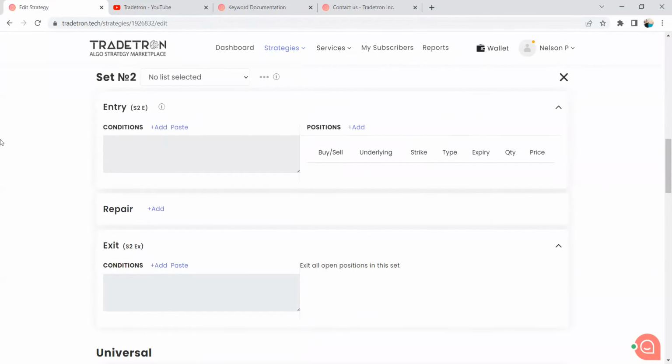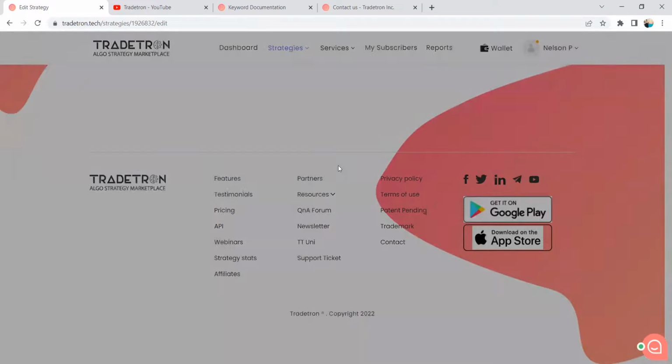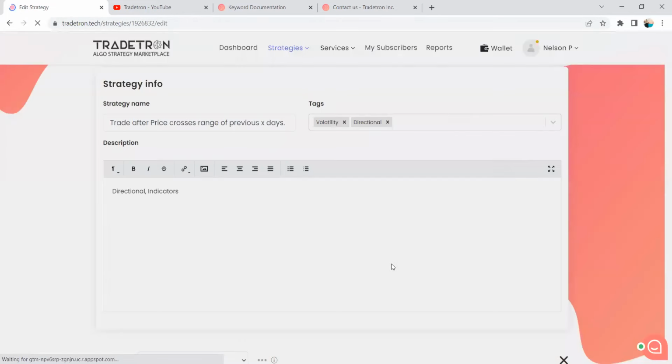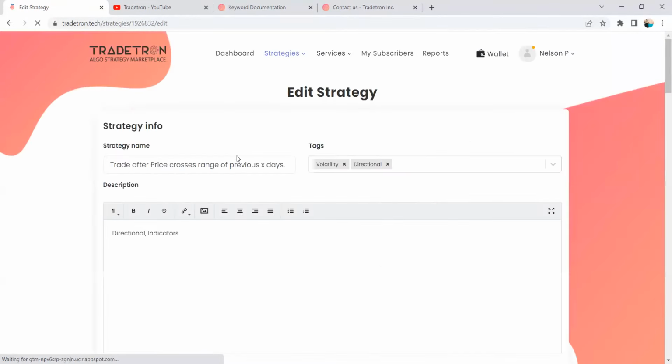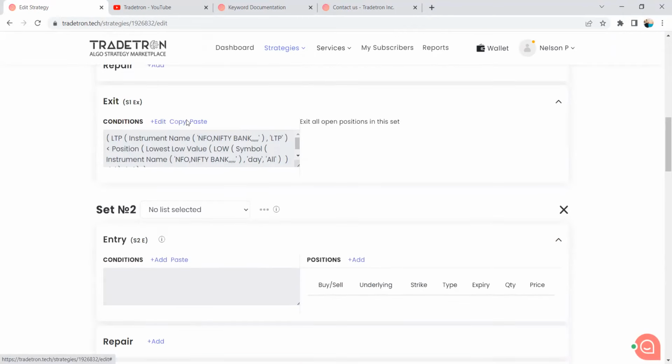Now what we will do is we will create the entry condition for the short position. So now I will again just save the strategy. Once I've updated it, then whatever part we have created will be saved. All right. So now we will move to set number 2. So in set number 2, what we will do is, similarly, I will just copy paste this particular position, because the exit of this particular set is basically the entry of the short position, right?